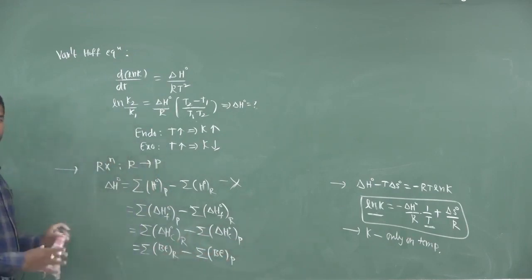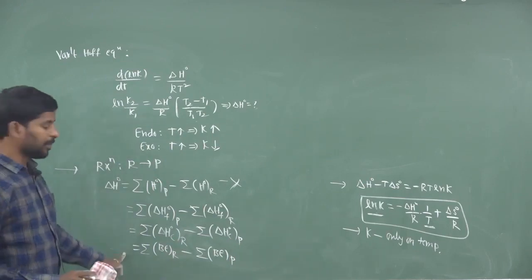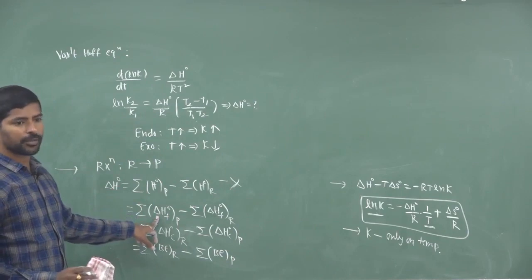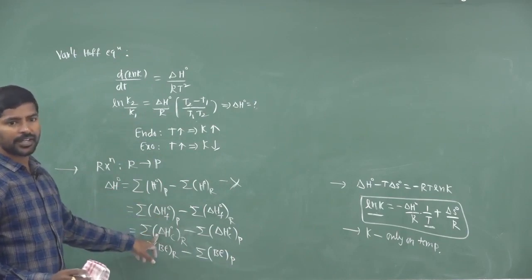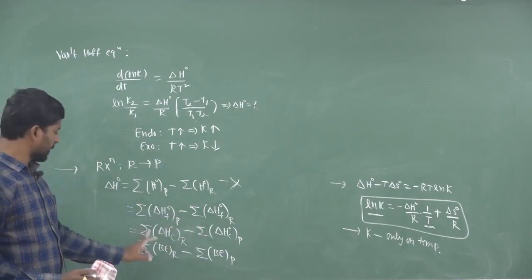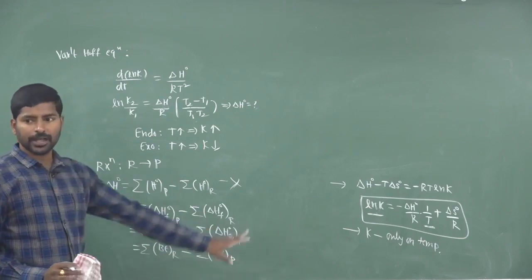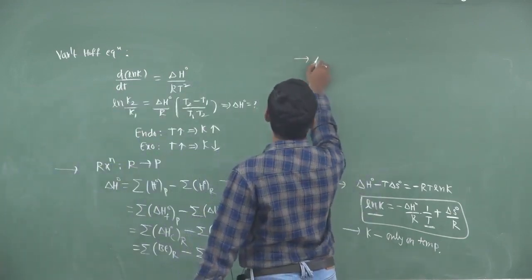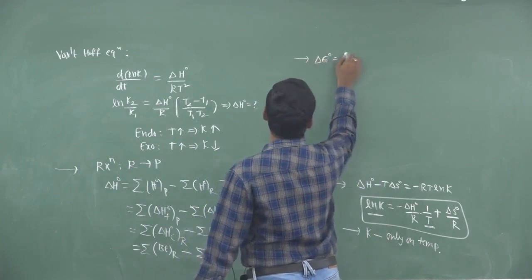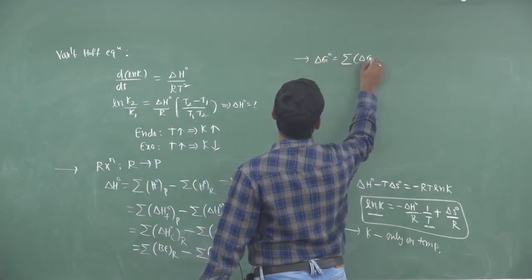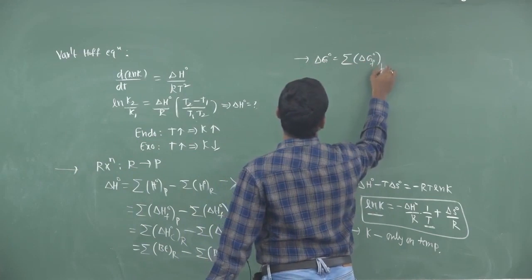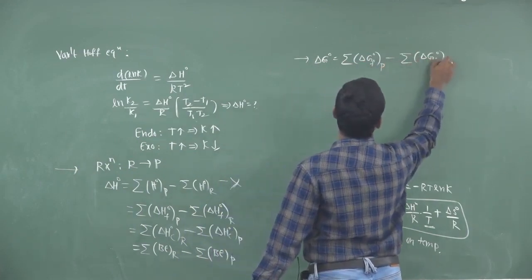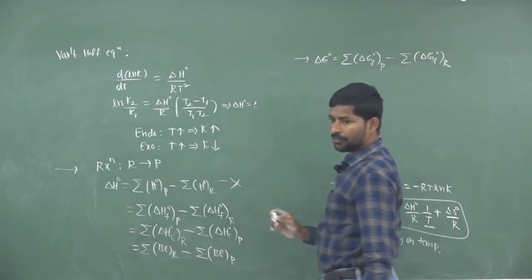So to calculate enthalpy change, we have three methods only. If enthalpy of formation data is given, products minus reactants. Combustion data given, reactants minus products. Bond energy data given, reactants minus products. Similarly, delta G naught also. Direct absolute values of G we cannot determine. So standard Gibbs free energy of formation of products minus standard Gibbs free energy of formation of reactants we follow.